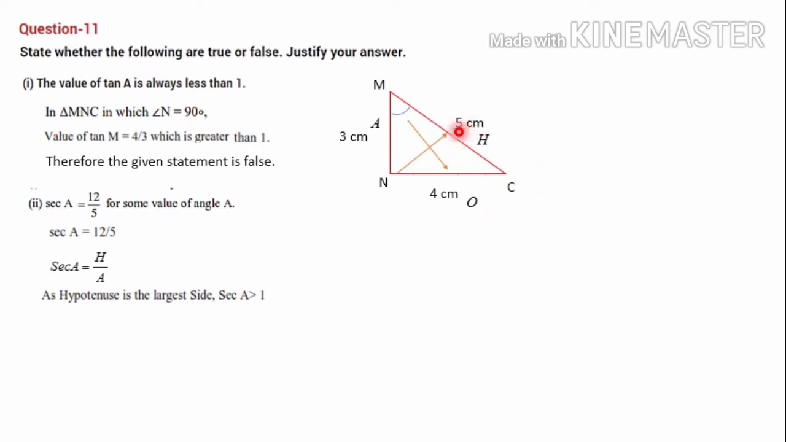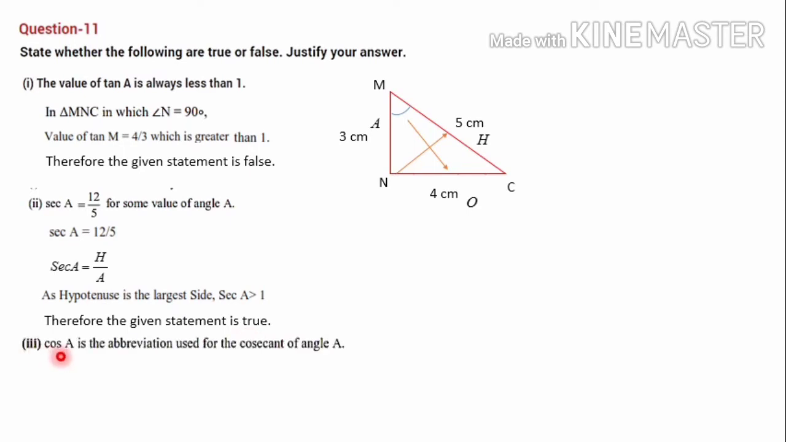Here also 5 is the hypotenuse and the other two sides, 3 and 4, are less than 5. In a right triangle, the hypotenuse is the largest side. And in the cosec formula, the hypotenuse is in the numerator. So the numerator will always be bigger than the denominator, because the numerator always carries the hypotenuse. Therefore you will always get a cosec value greater than 1. So the given statement is true.